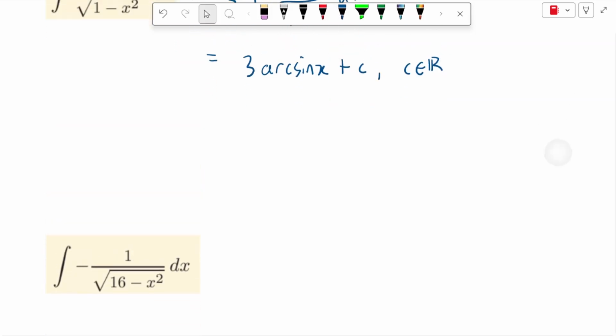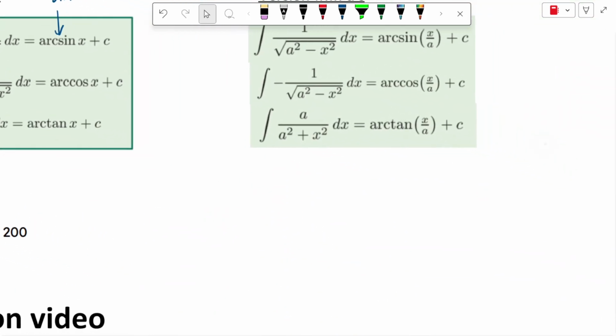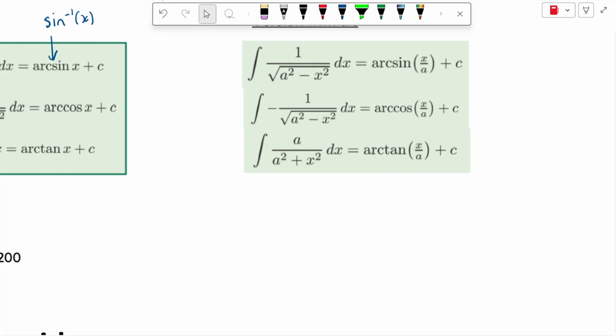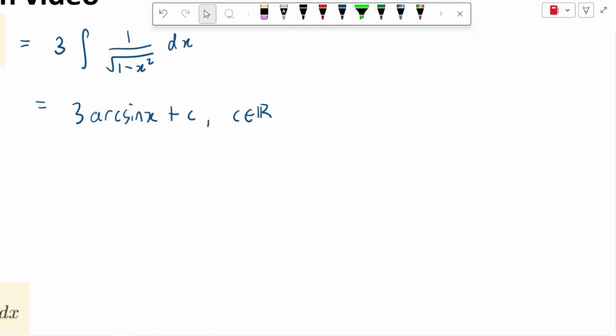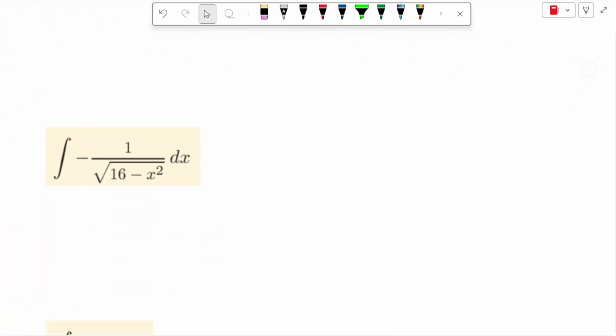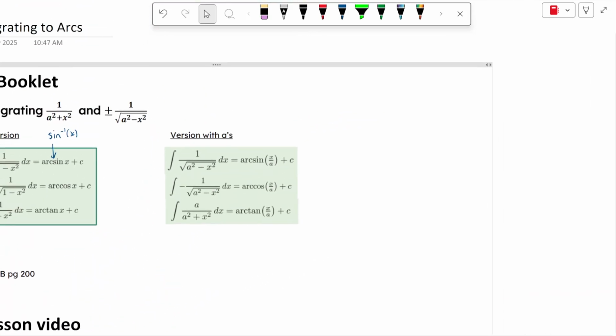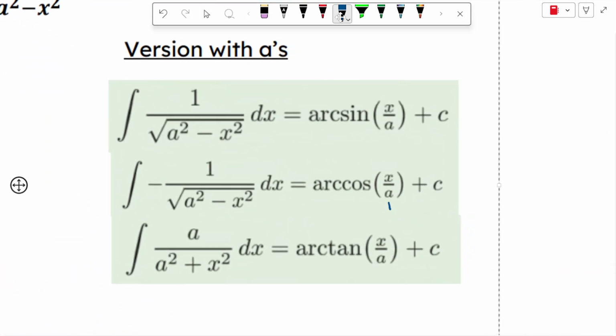Okay, next one here, we've got to apply the rules on the right-hand side. So we're in the format, we get a negative out the front, a squared take x squared. So if we match this up, we can see that 16 is 4 squared. So if we work this out, we're going to get arc cos of x over 4 plus c. So that's sort of the format of that rule there. You get arc cos of x over whatever that number is, that when you square that number. So in our case, that number was 4.